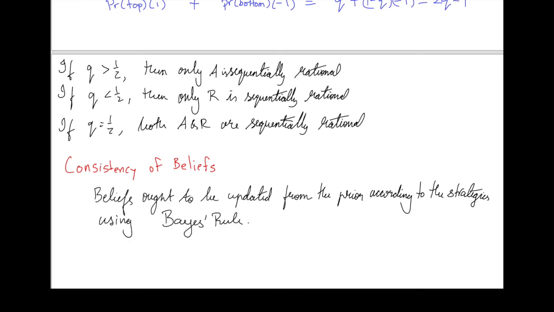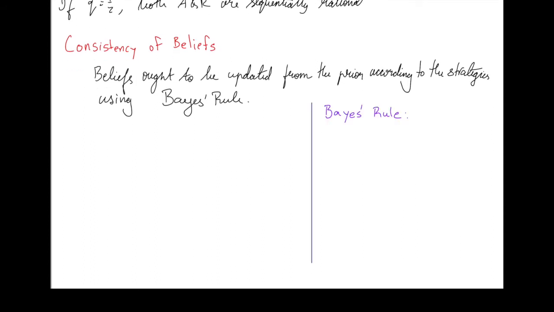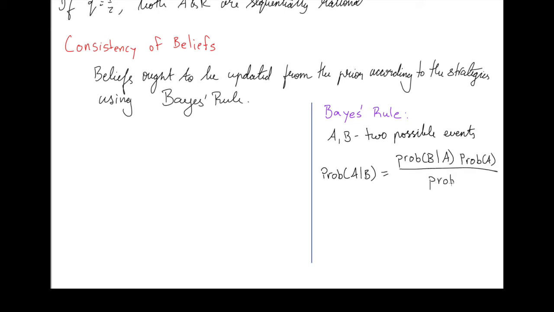Let's do a little aside here to remind ourselves what Bayes' rule says. Let's suppose you have two events, A and B. Bayes' rule says that the probability that A will happen given that B has happened is the probability of B given A times the probability of A, the whole thing divided by the probability of B.